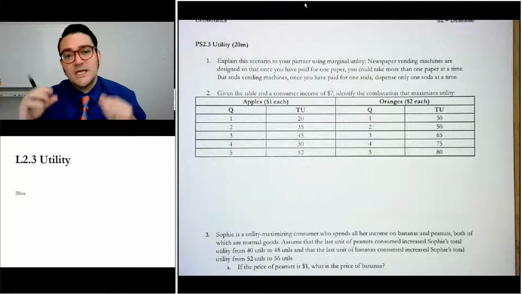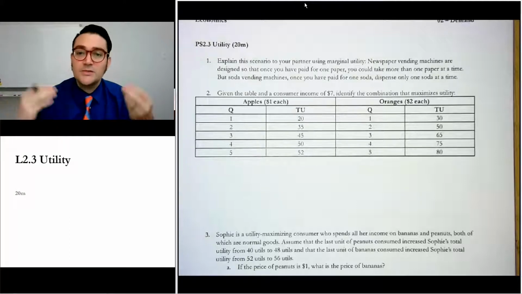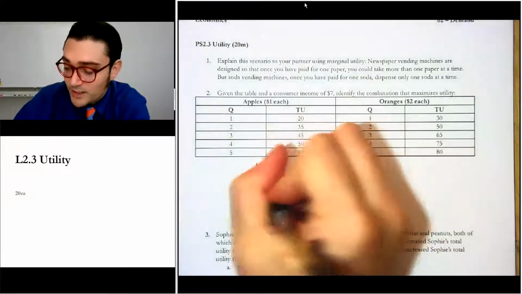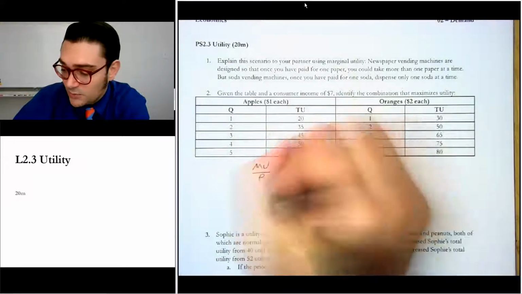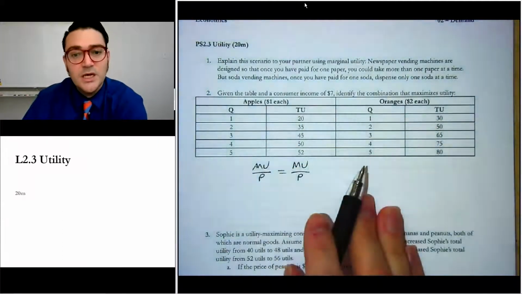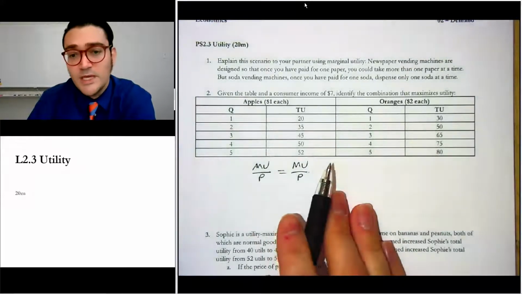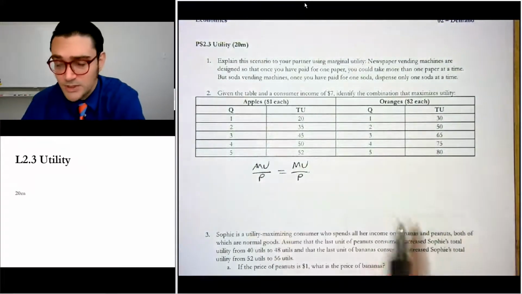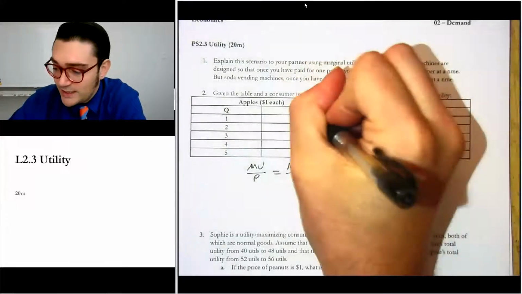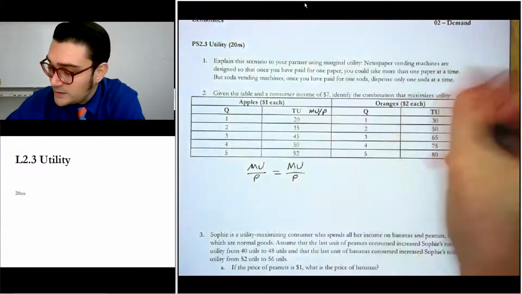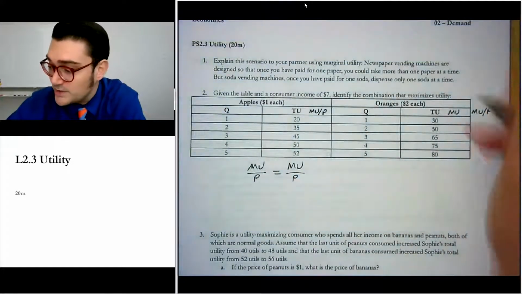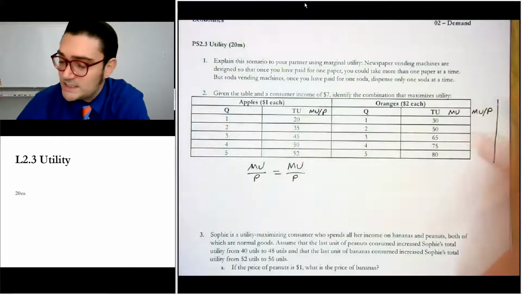So the second one, it says, given the table and a consumer income of $7, identify the combination that maximizes utility. Now remember, we're looking for where MU over P is equal to MU over P. So we're going to need to do some columns here. We need especially the MU column and the MU over P column. So I've tried to leave you some space here. Now let's go ahead and write MU over P here, and MU, and then I'm actually going to put MU over P separately on this one. And then it'll make sense in a second why.